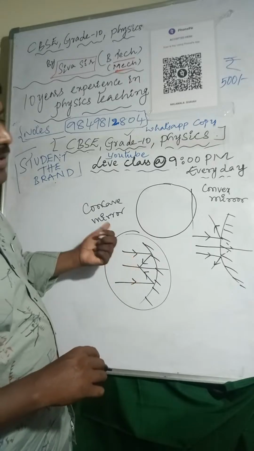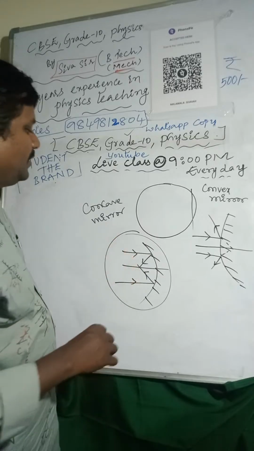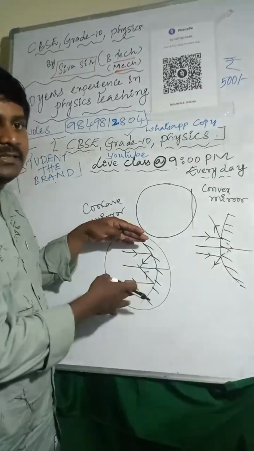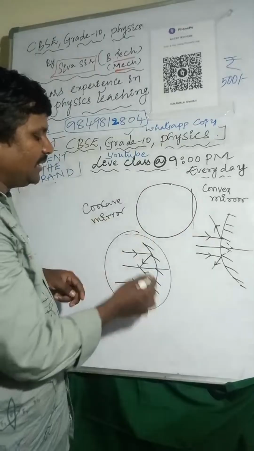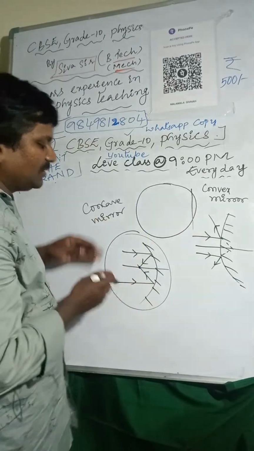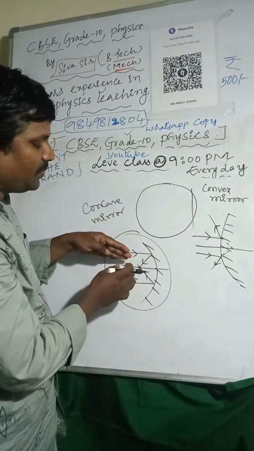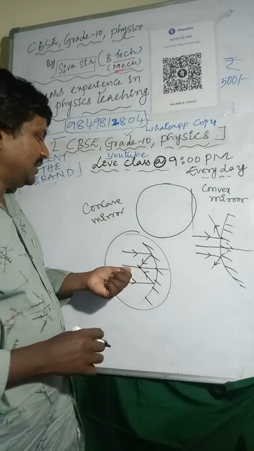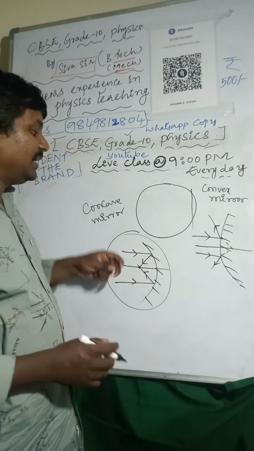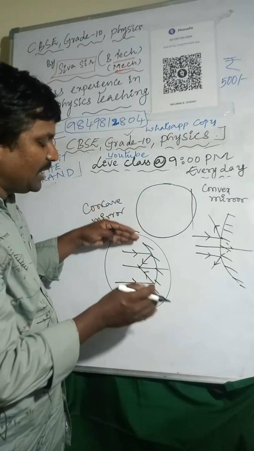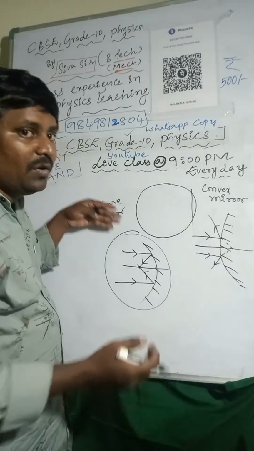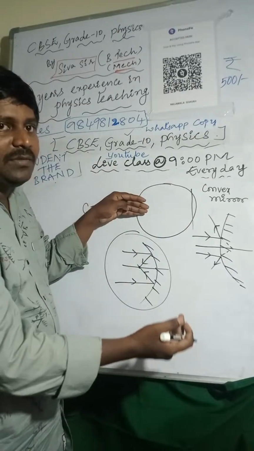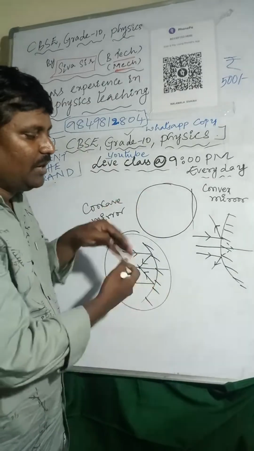Why are we saying concave mirror is a converging mirror? Because whenever the light rays are incident on it, after reflection, the light rays will meet at one point here, and their image will form. So what is the nature of the reflected light rays? After reflection, those light rays will move towards the principal axis.